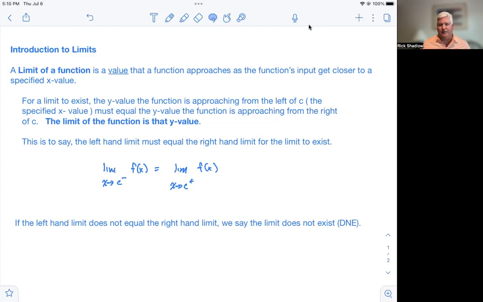Below, I've symbolically represented the limit of f of x as x approaches c from the left. That negative sign says as x approaches c from the left, it has to equal the limit of the function as x approaches c from the right. And if that left-hand limit and right-hand limit are not the same, then we just say the limit does not exist for a particular function.